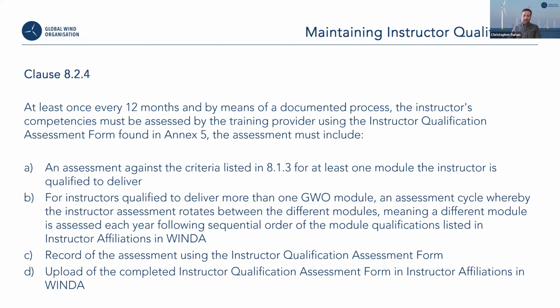What it means is that each training provider will need to follow those affiliations that are linked to that training provider themselves. So the instructor may be delivering one module for one training provider and a different module for the other training provider. What it means is that they need to be actually assessed according to the modules that they're delivering for that training provider by that training provider. That's a bit complicated, but I hope it makes sense.